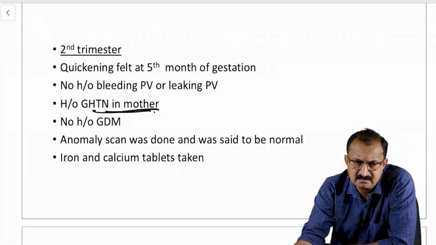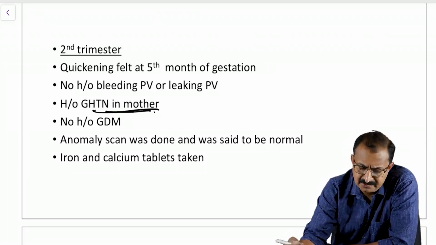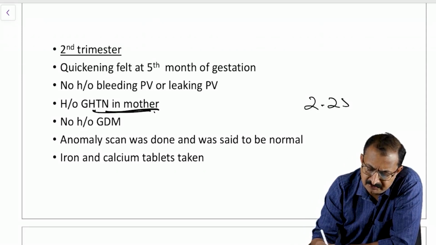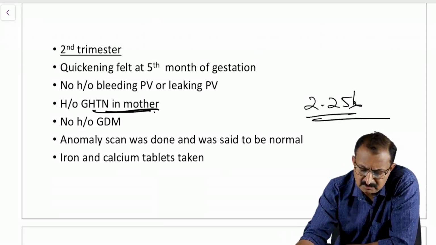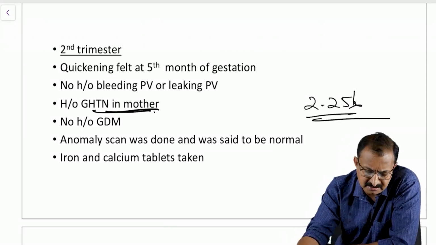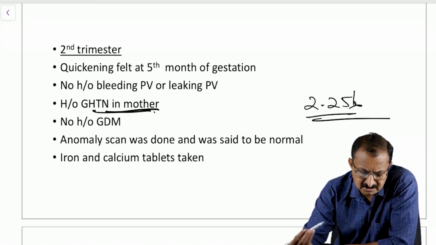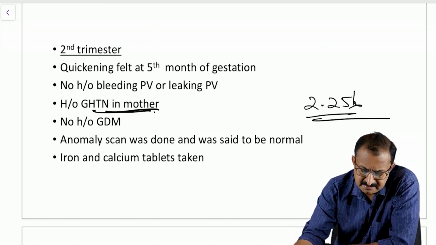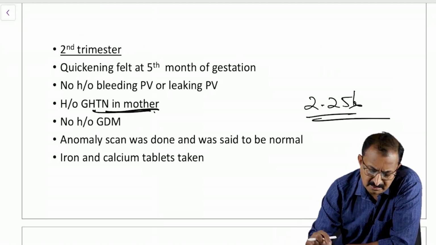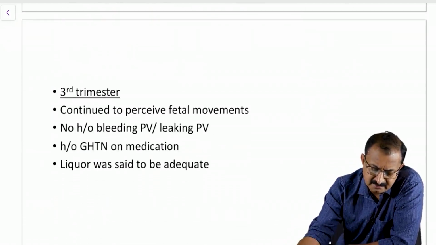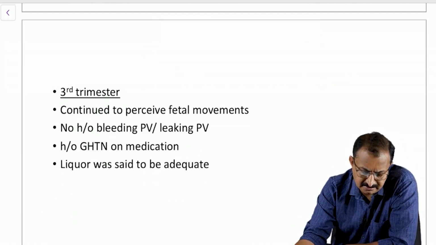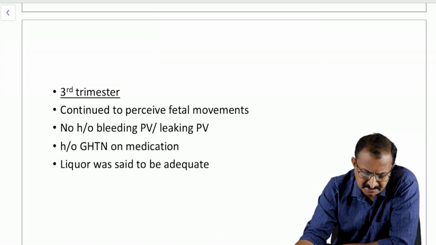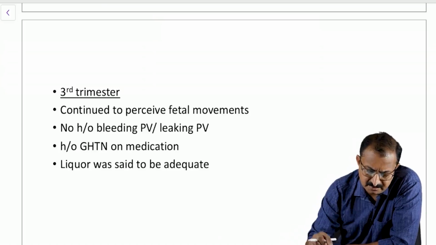And as mentioned earlier, this baby is an IUGR baby, only 2.25 kg it was mentioned. So the probable reason could be gestational hypertension. There is no gestational diabetes. Anomaly scan done was said to be normal. Iron and calcium tablets taken. Third trimester, again gestational hypertension on medication. Liquor was said to be adequate.